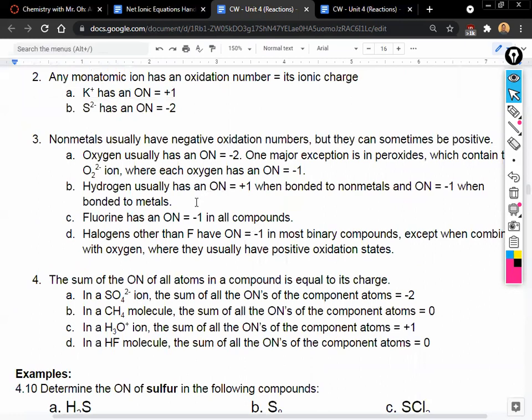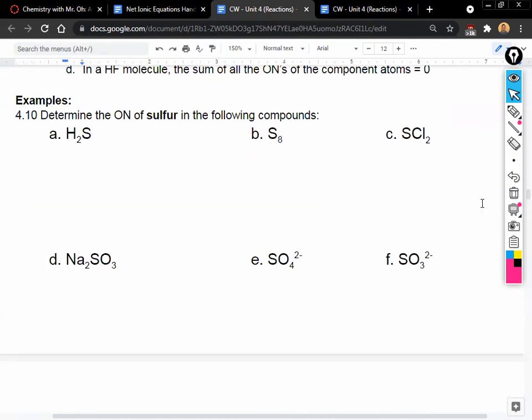Okay, so if we look at this rule, right? Hydrogen. So hydrogen usually has an oxidation number of what? +1 with a nonmetal and -1 when it's bonded to a metal, okay? So if we go to H2S, is sulfur a metal or a nonmetal? Yes, sulfur is a nonmetal, right? Sulfur is a nonmetal. So if it's a nonmetal, what's the charge on each hydrogen gonna be? +1. So hydrogen is going to be +1 here, but how many hydrogens are there? 2. Okay, so we're going to have 2.